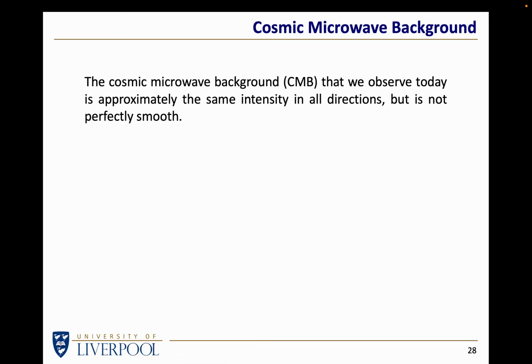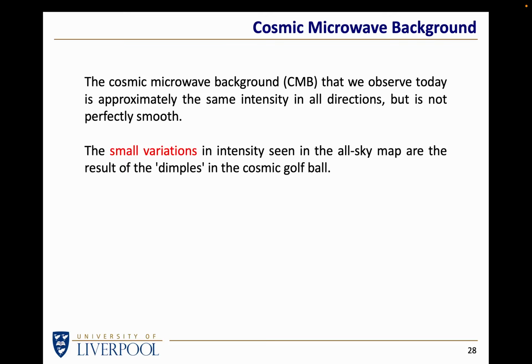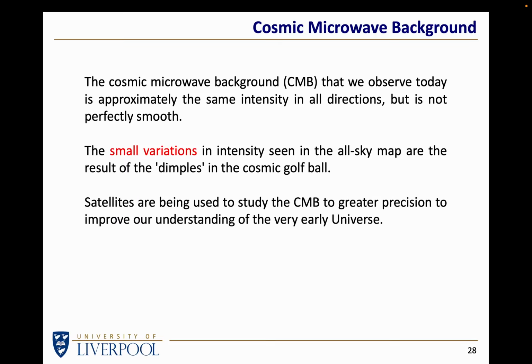So that's why it is rather important that when we look at the microwave and it looks relatively smooth, we do see small variations. It's not perfectly smooth. Those small variations are definitely worth studying in detail, because those map directly back to the dimples in the original cosmic golf ball. Hence the more we study, let's get some satellites up there to look at these microwaves in as much detail as possible, because by studying the microwave background, we are effectively studying the early universe.